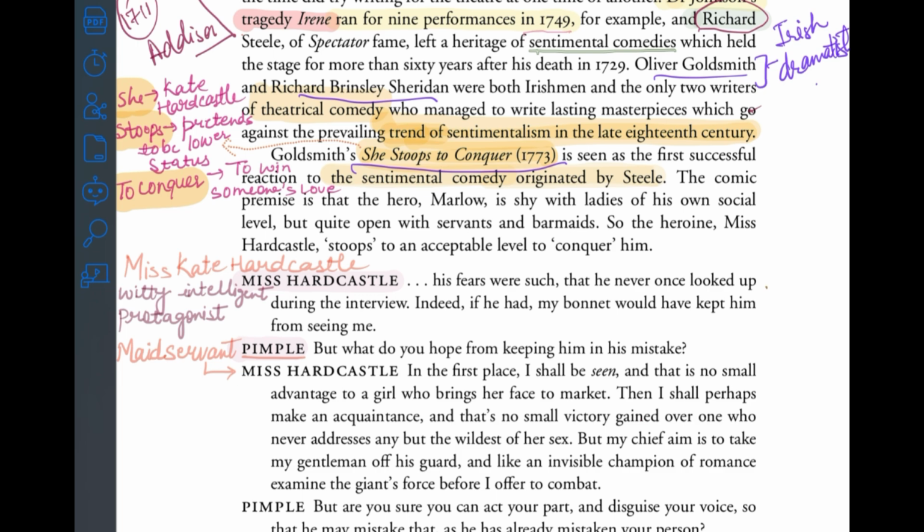The plot of She Stoops to Conquer revolves around these two characters, the boy and the girl heroine. The heroine realizes Marlowe's strange behavior, and she decides to pretend to be a lower class woman, and like this he gets attracted. Marlowe is shy with ladies of his own social level, but quite open with servants and barmaids. That's why she started to pretend to be a servant. So the heroine started to target him, or rather conquer him.